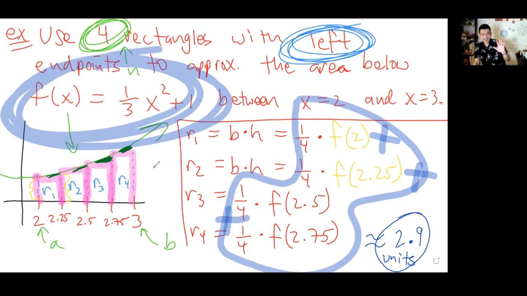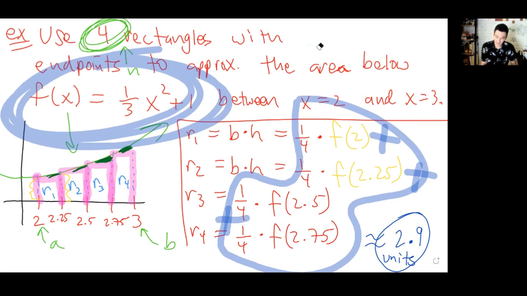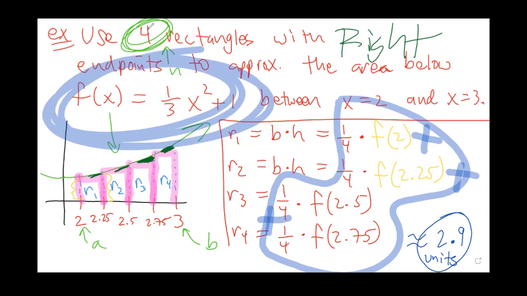Now, before you go, let me just ask you guys this. How would this change if in the problem, let me erase where it says left, and instead put the word right? What if instead we wanted to do this problem for rectangles, but I wanted to use the right endpoints, not the left, but the right. So R1, R2, R3, R4. So go back to R1. Let's say you want to do this with right endpoints.